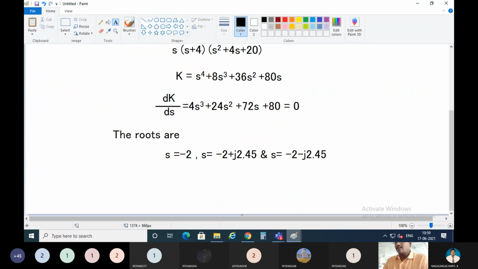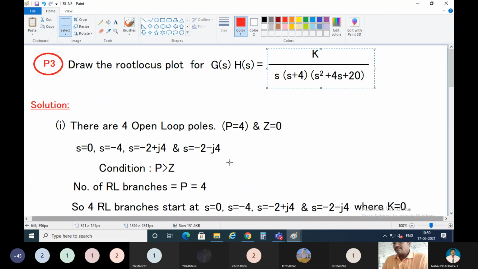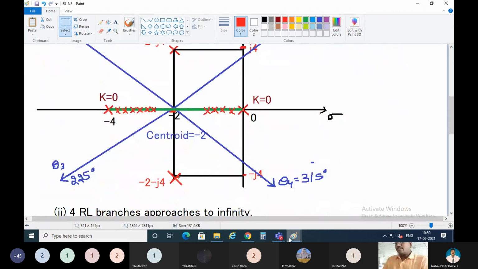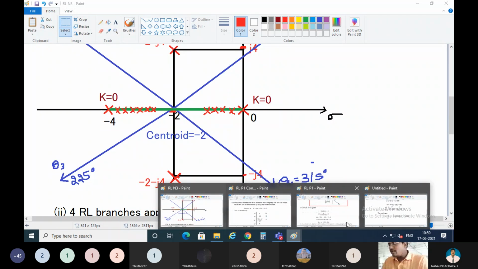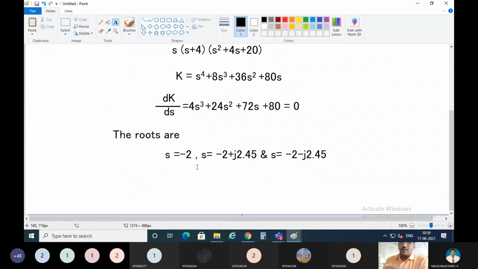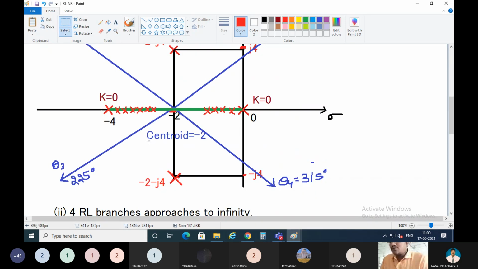Why? If you observe, the first breakaway point is s equal to -2. The centroid is -2, and the breakaway point is also -2. One root locus branch starts at 0 where k equal to 0. As k is increasing, it moves towards the left. Another root locus branch starts at -4 where k equal to 0, and it moves towards the right. The poles are shifting like this.